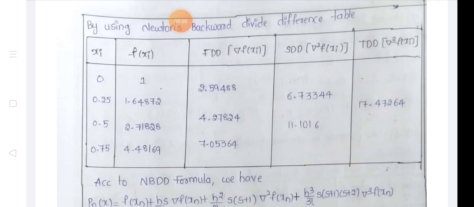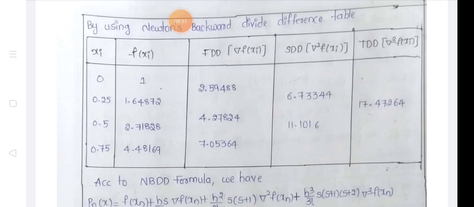First divided difference: 1.64872 minus 1 divided by h, 0.25, equals 2.59488. 2.71828 minus 1.64872 divided by 0.25 equals 4.27824. 4.48169 minus 2.71828 divided by 0.25 equals 7.05364.